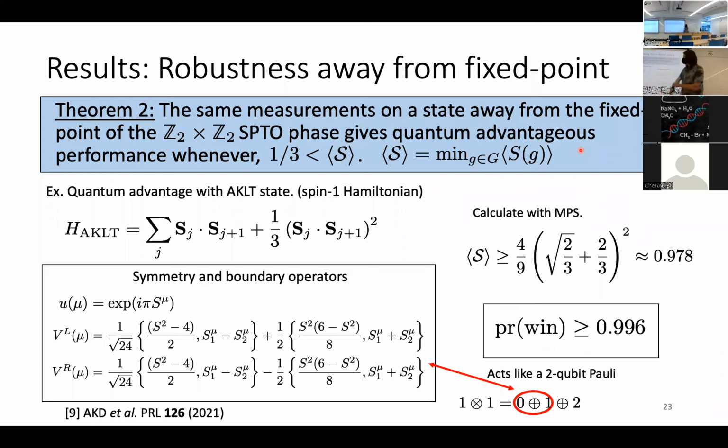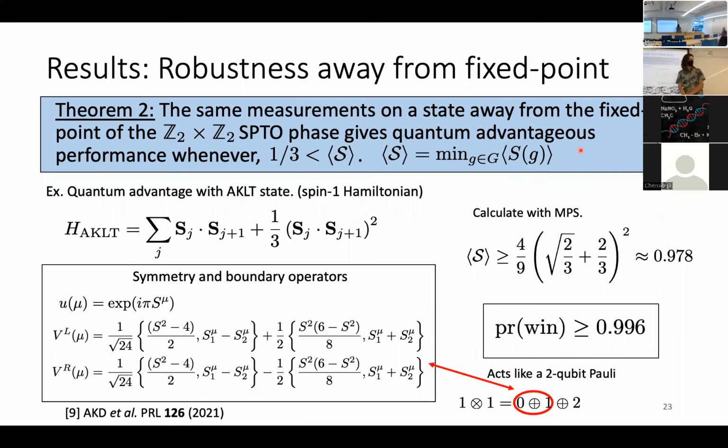So once we have these operators, we can compute the smallest string order parameter that we could get. We see that it's something like 0.978, and that corresponds to a success probability of about 99.6%. So this is a near perfect strategy for this triangle game using this AKLT state as a resource. Okay. But we don't just have to stop there at doing analytics. We can also... Before you move on, yes.